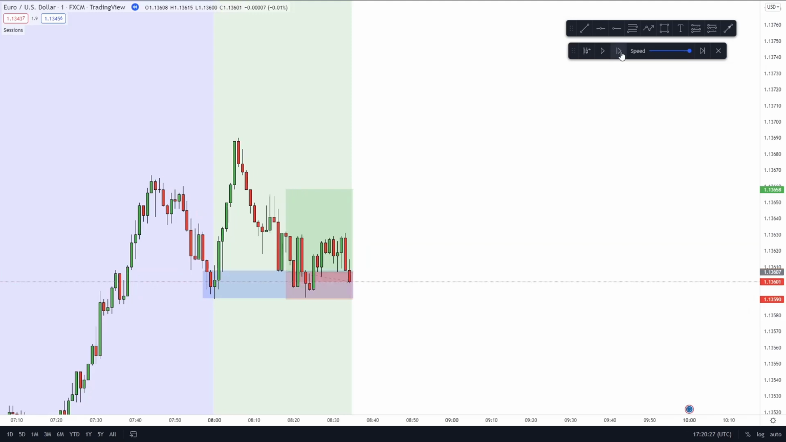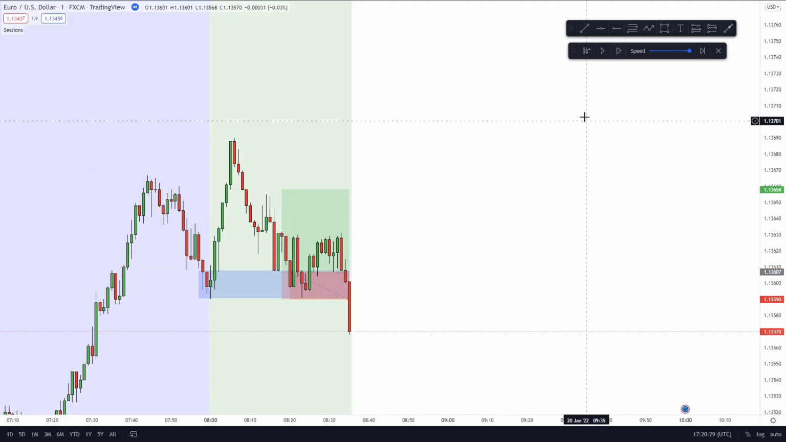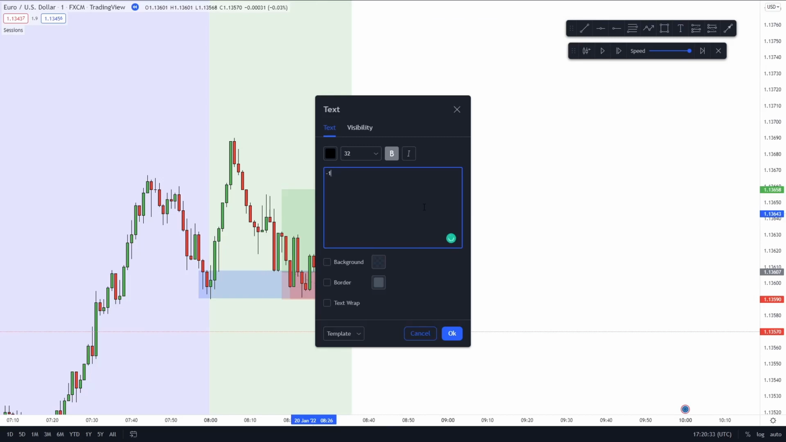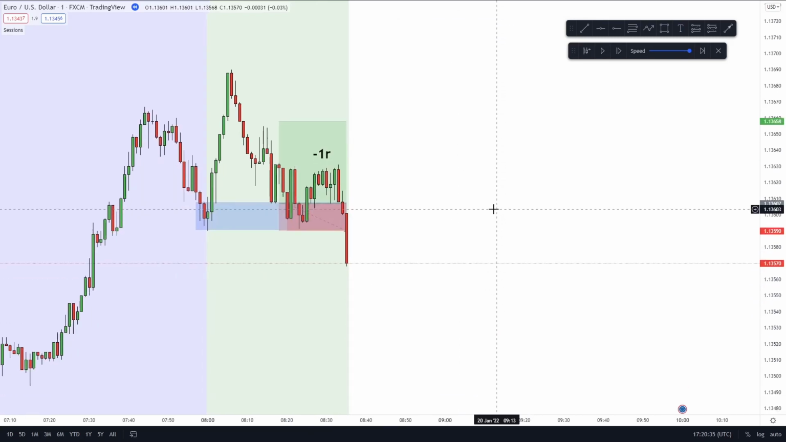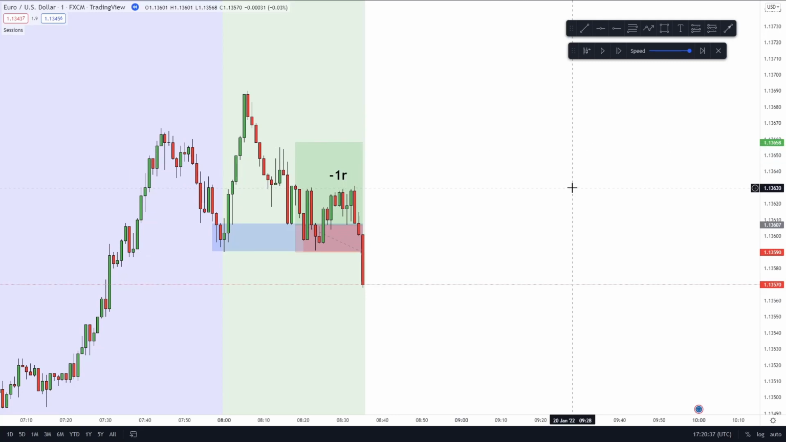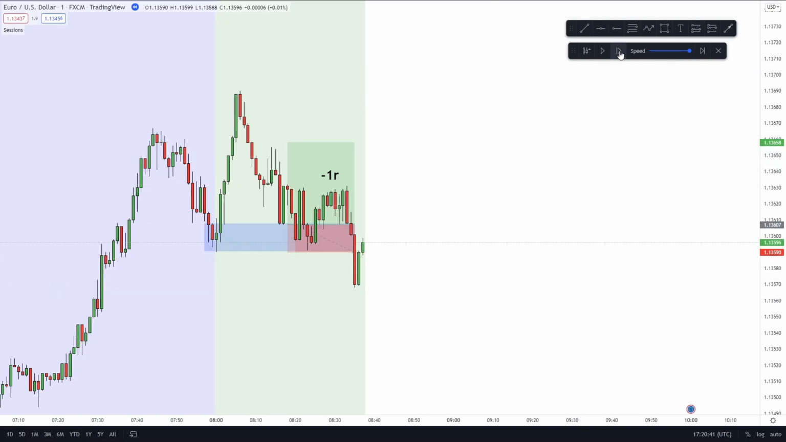Moving price quite slowly here because I'm interested to see what happens, and then of course it tags us out. So that's not the best start to the day. That's a -1R on that trade. So price is now sort of breaking some minor structure to the downside.